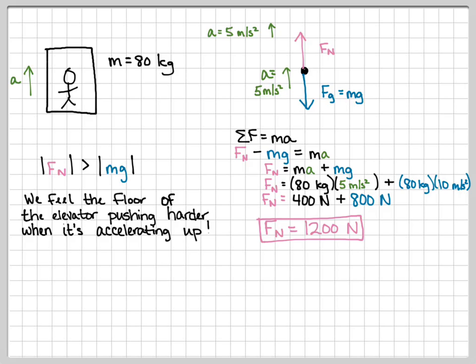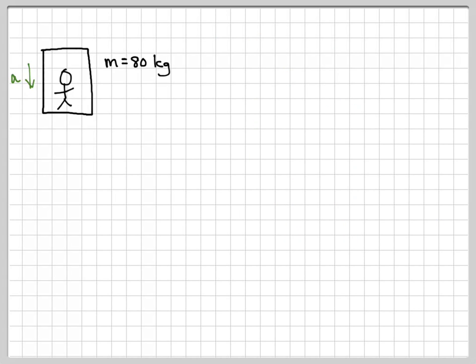So we've taken care of the up. Let's talk about what happens when the elevator goes down. So let's say that the elevator's accelerating downward at 5 meters per second squared, same as before. I start out.